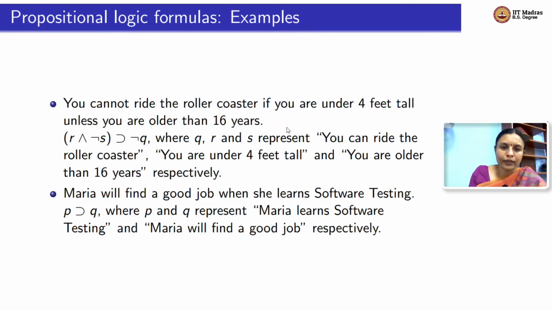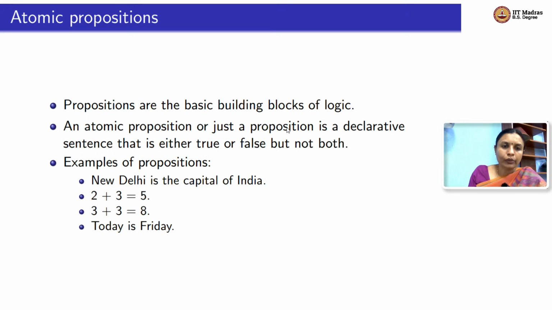Let me go back for a second. Look at this. If this is an atomic proposition, New Delhi is the capital of India, then a valuation function will tell you this is true or false. In this case, it happens to be true. If you take the last one, today is Friday, as another atomic proposition, a valuation function will tell you that this atomic proposition is true on all days that are Fridays and false otherwise.